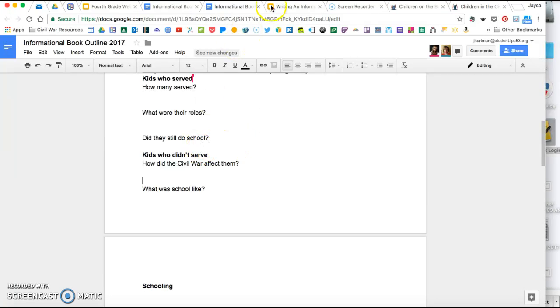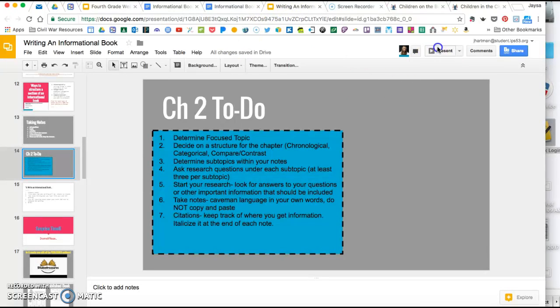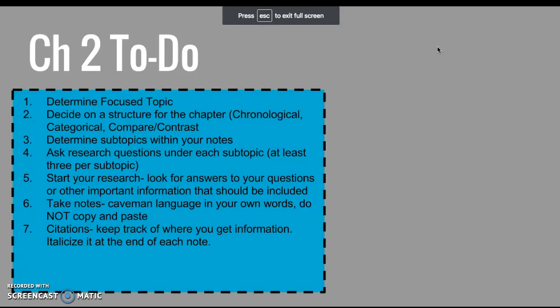Let's go back to our to-do list here. Who can read, we just did number 3, determine subtopics, and probably not very many of you have that done, so that's probably where we're all going to start. What's number 4? After you get done with subtopics, what are we going to do? Asia? Ask research questions under each subtopic. At least 3 per subtopic. Okay, so we're going to ask research questions.